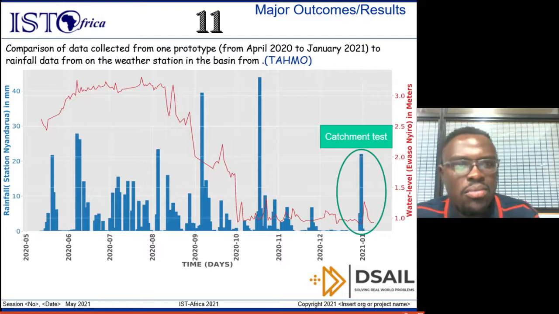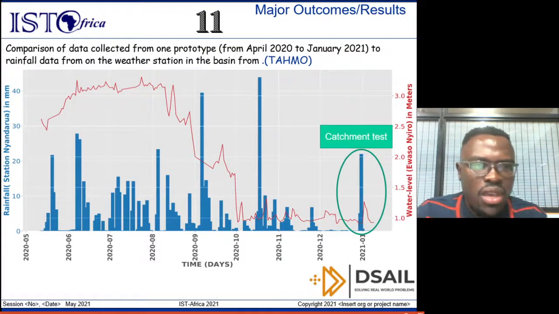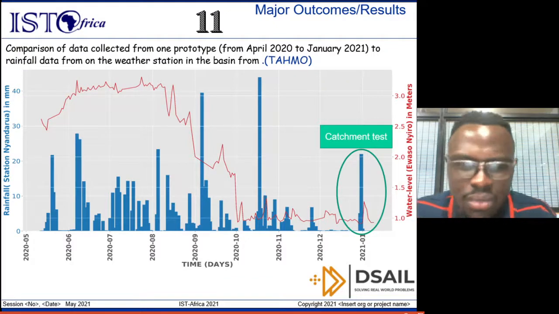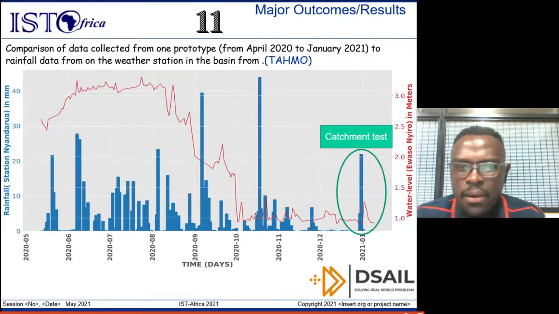Now, comparison of the data with rainfall data. The blue bars there, you can see that is rainfall from May 2020 to January 2021. The rainfall is from TAHMO, the Trans-African Hydrometeorological Observatory. This is an organization that runs some weather stations in the Ewaso Nyiro basin and also around the world. They are kind enough to provide us with the data, and we are able to draw comparisons between our water level data and their rainfall data.